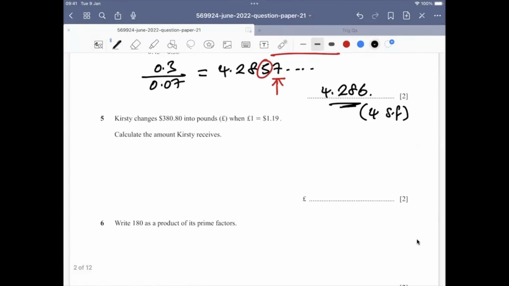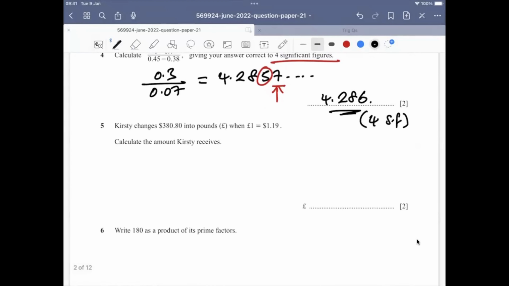Cool. Kirsty changes $380.80 into pounds when £1 equals $1.19. Calculate the amount Kirsty receives. So we know that £1 is $1.19, and she has $380.80.